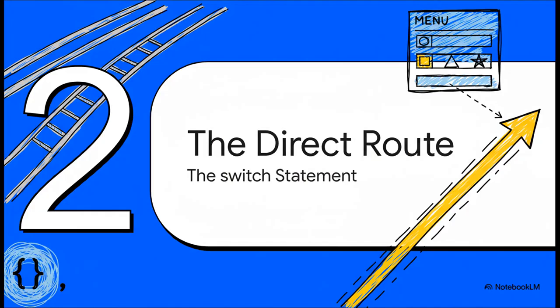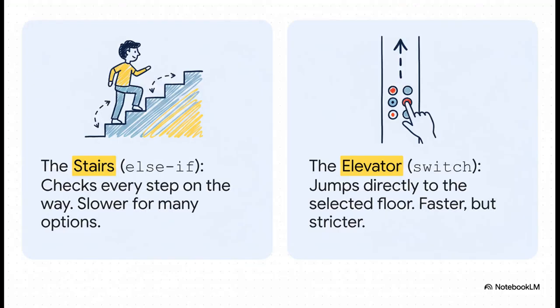Not good. So the else-if ladder is awesome, but when you've got a lot of very specific fixed options, like a menu with choices 1, 2, 3, or 4, checking each one in order can be a little slow. Sometimes we need a more direct route. And this analogy just nails the difference. Think of else-if as taking the stairs. To get to the 5th floor, you have to pass floors 1, 2, 3, and 4. The switch statement, that's the elevator. You press the button for floor 5 and it takes you directly there.